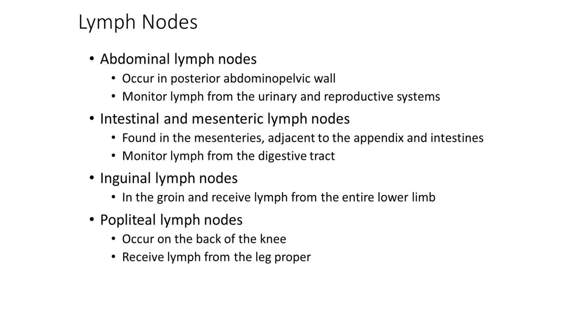There are intestinal and mesenteric lymph nodes. These are found in the mesenteries, adjacent to the appendix and the intestines, and they monitor the lymph from your digestive tract. There are inguinal lymph nodes that you find in your groin, and they receive lymph from the entire lower limb. And then you have the popliteal, and these are in the back of your knee, and they receive lymph from the leg proper. So they all have their own location, and they are all filtering lymph from different parts of your body.